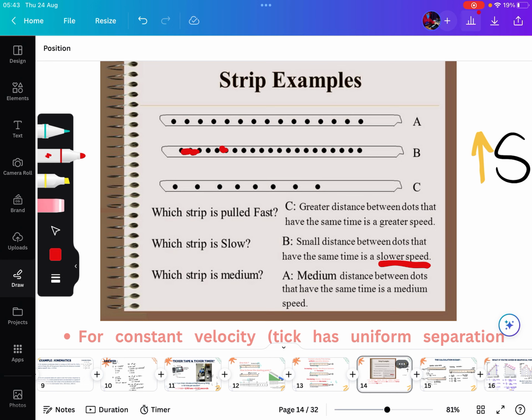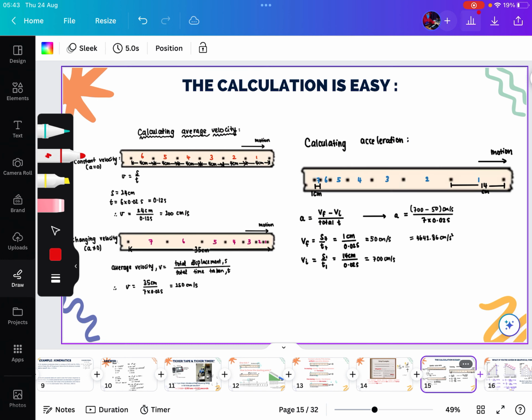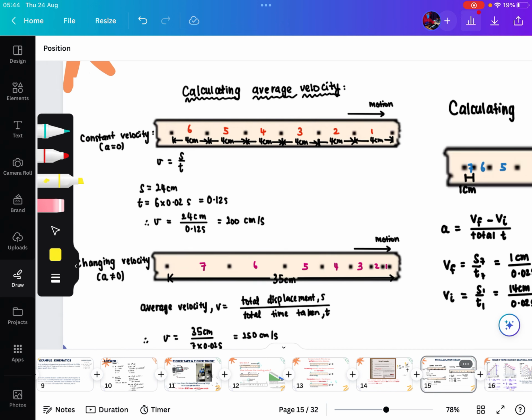So for C, because the distance or the length between the tick points is the longest, it has the highest velocity or speed. All right, like that. The calculation is quite easy, because you just use the formula that we already discussed, which is V equals displacement S divided by T. So we are talking about the average velocity.